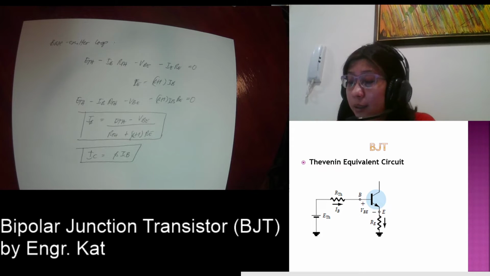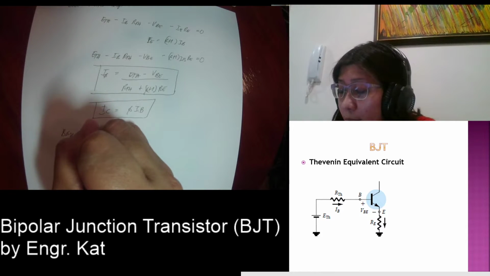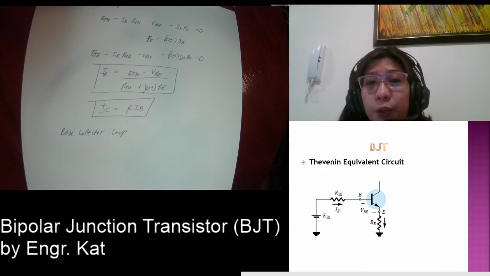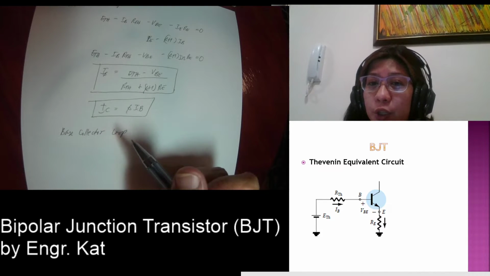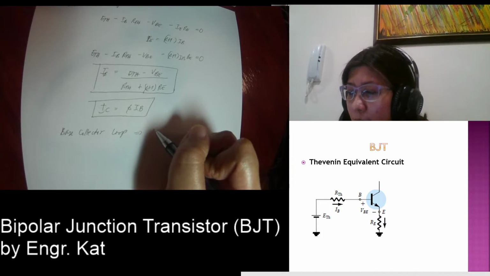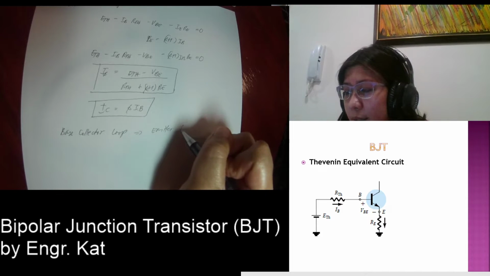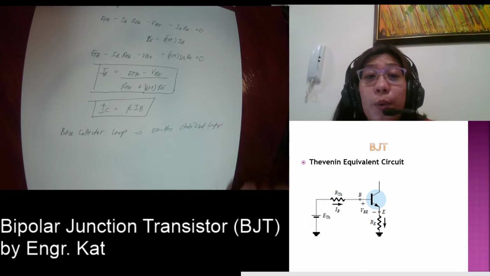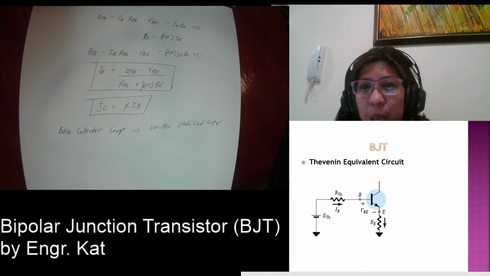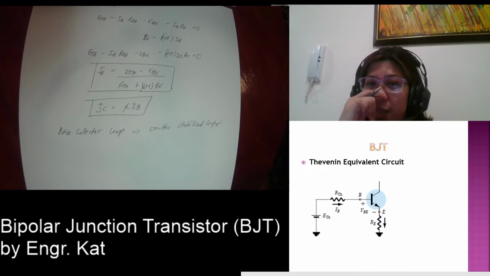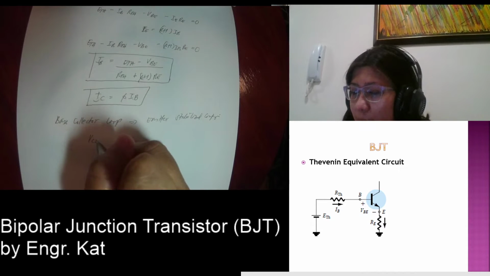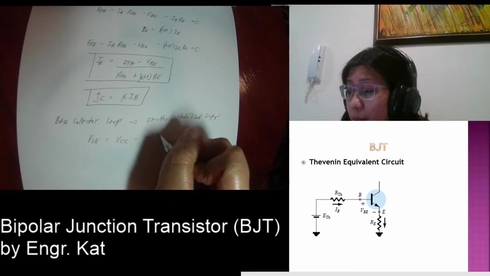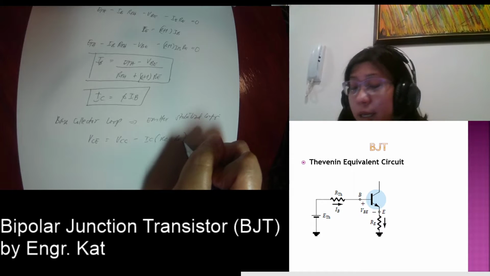Then, looking at the base collector loop. The base collector loop for voltage divider looks like the emitter stabilized configuration. What do we mean by that? Everything is the same at the output side. The only difference is at the input side. So we can say that VCE is still equal to VCC minus IC multiplied by RC plus RE.